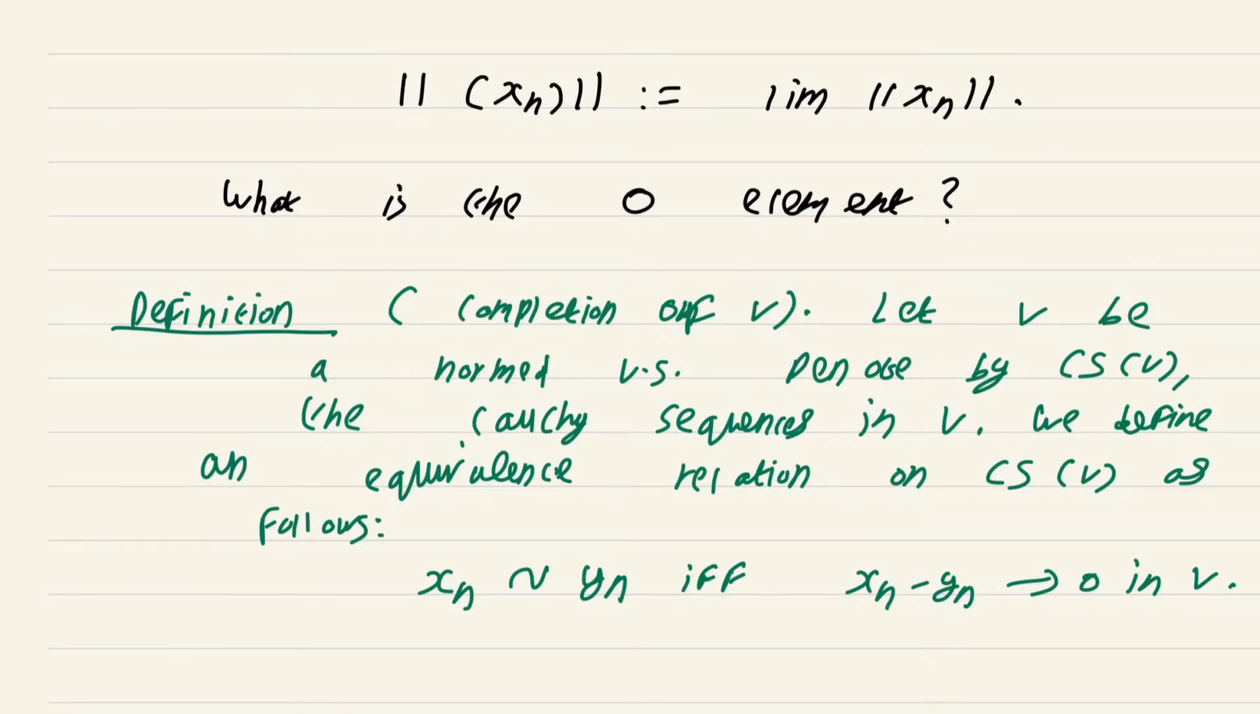Now, the crucial definition. Define the completion of V, which I'm going to denote by V closure as a nice mnemonic. Define V closure to be the equivalence classes of CS of V under this equivalence relation. Okay. Now I'm going to denote an equivalence class like this.